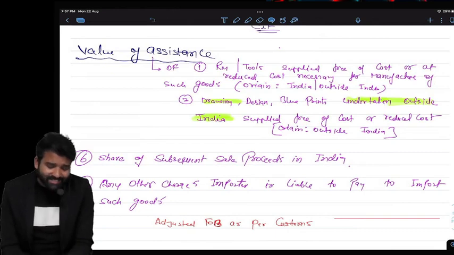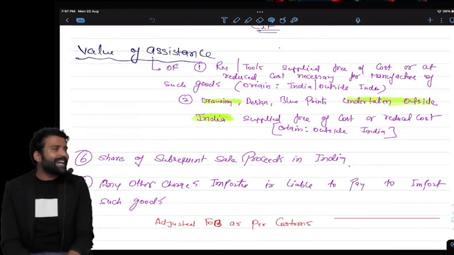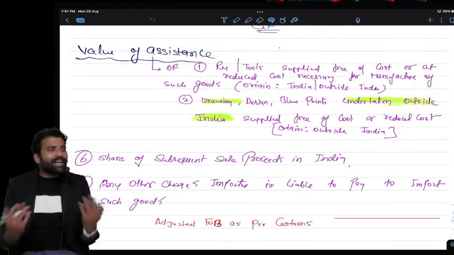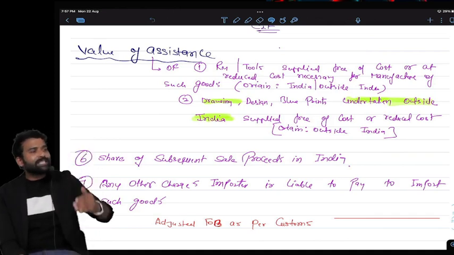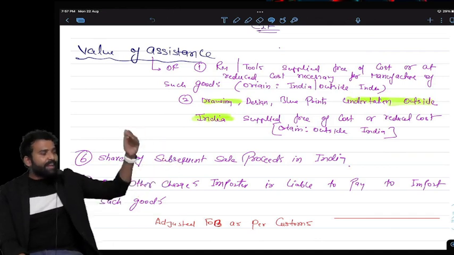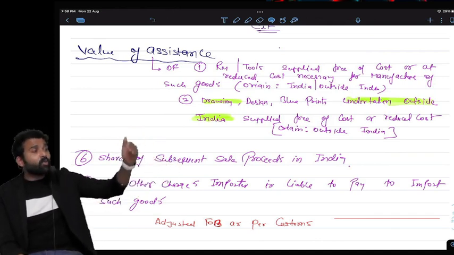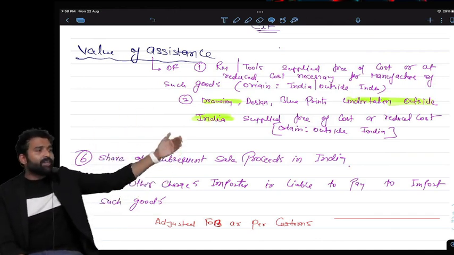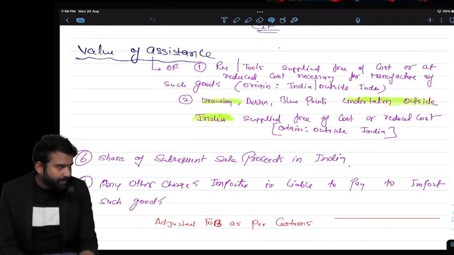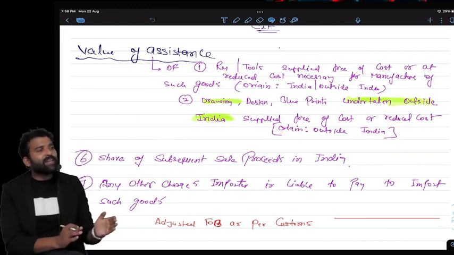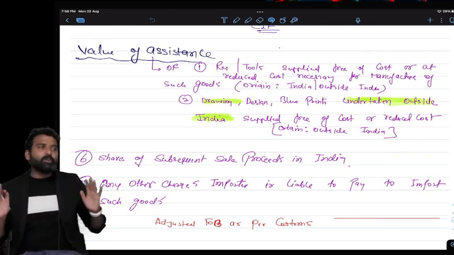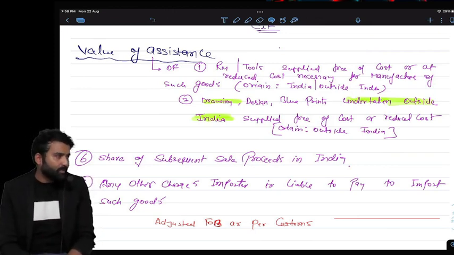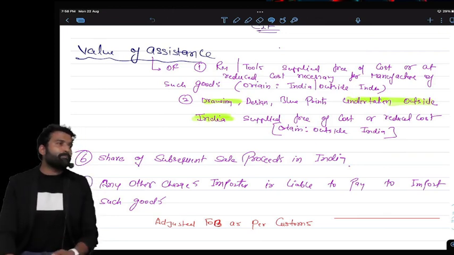What is the next? Next, what if the designing cost is already added? If it is already added, then we will not add it back again. I am adding all these additions because these are not added in my FOB price. If my FOB price already included the assistance value, or already included the commission amount, then I will not add it back. I am adding in the FOB value with a presumption that all these amounts are not already included in the FOB value. Okay, very nice. What is point number 6?